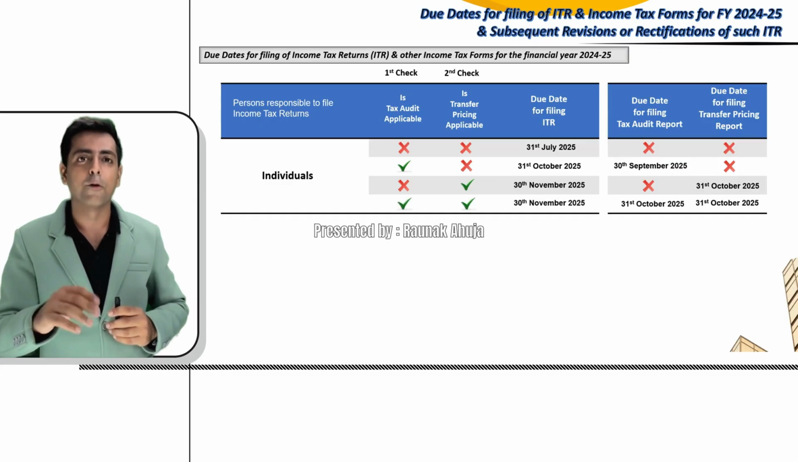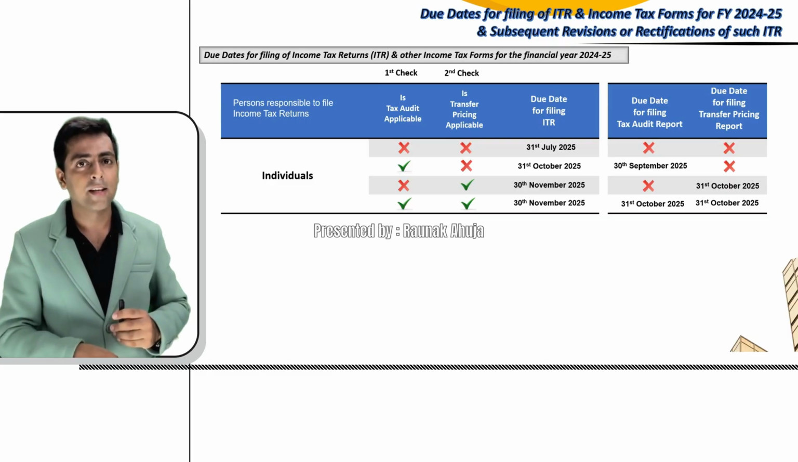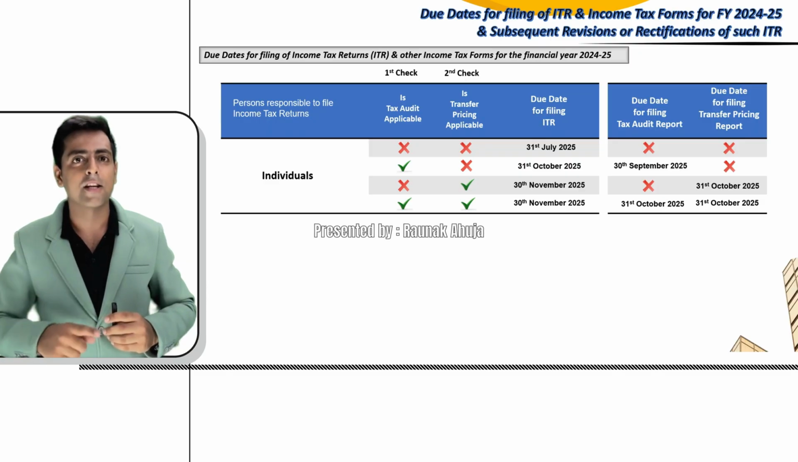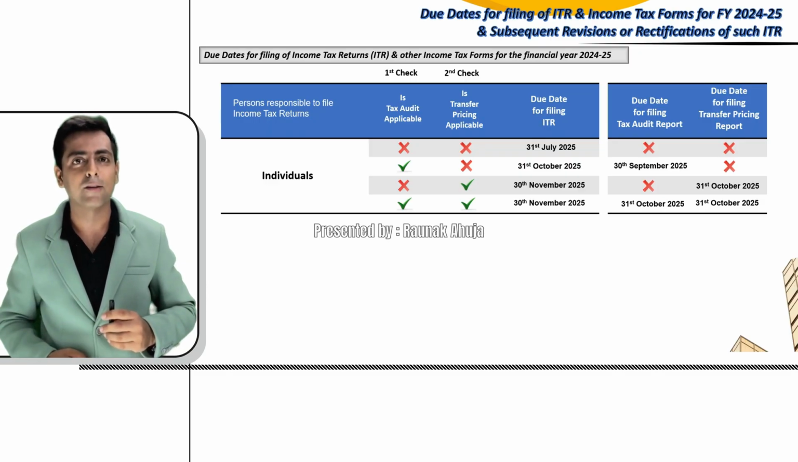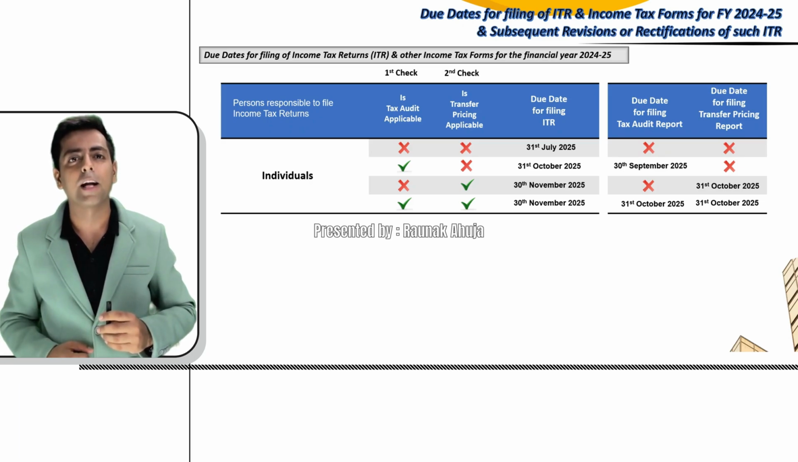Moving on to the fourth case, where both the tax audit as well as the transfer pricing provisions are applicable, then in such a case, the due date of filing of ITR would be 30th of November 2025. And both the audit reports will have to be filed by the 31st of October 2025.